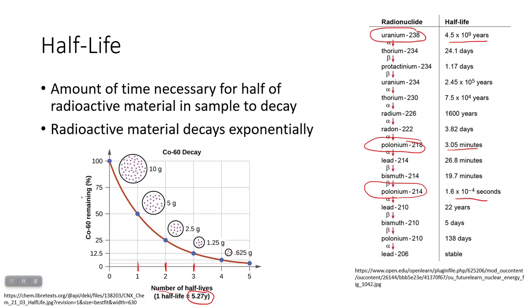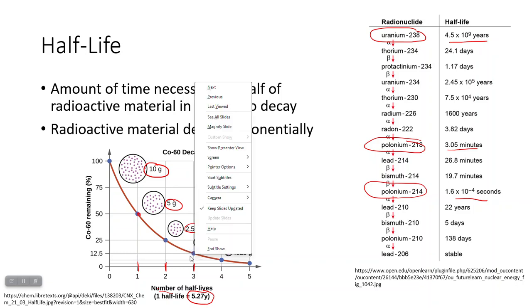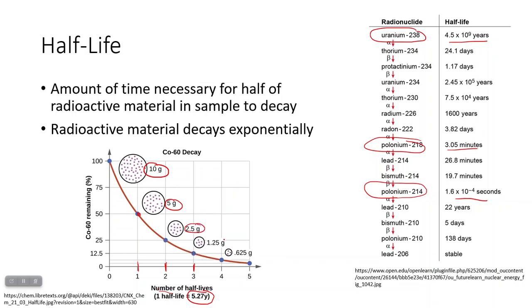So if you start with 100% of your cobalt being 10 grams, after one half-life, you're going to go down to 5 grams. Half of it's going to be left. After another half-life, the amount that's remaining is going to be cut in half again. So half of 5 is 2.5. Then after another half-life, the amount remaining is going to be cut in half again. So half of 2.5 is 1.25. And it keeps going and going until eventually the last radioactive atom decays, though that may take quite a long time.